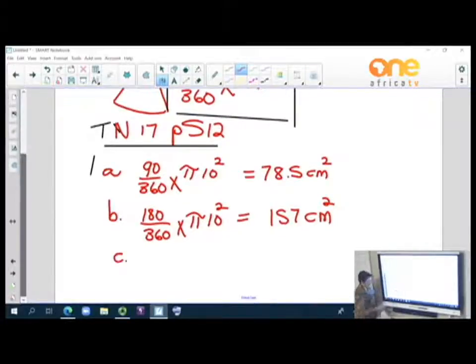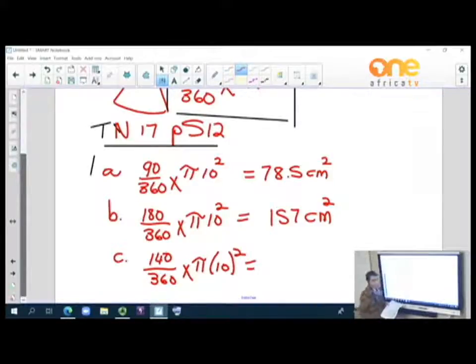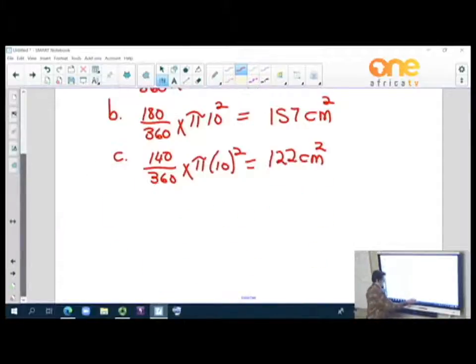Ben, number C. What angle do I have now? Okay, 140 over 360 of pi r squared. It's all the time the 10 squared that we have there. And Ben, what do you say is this one's area? 122. We round off to 3 significant figures. So that's that one.